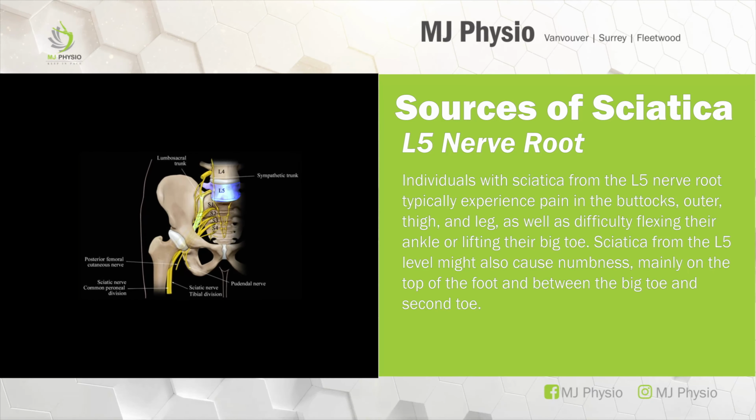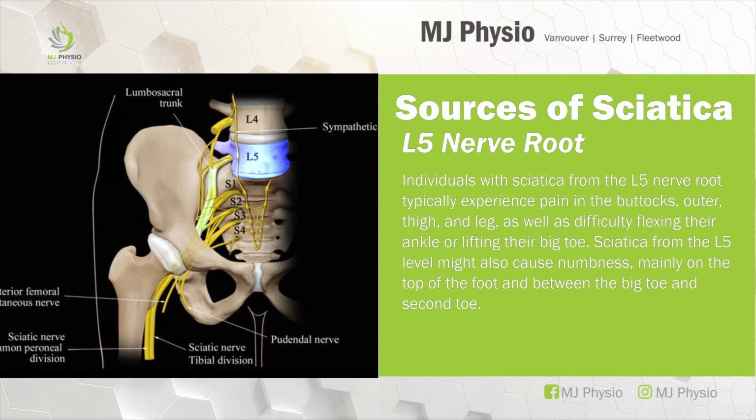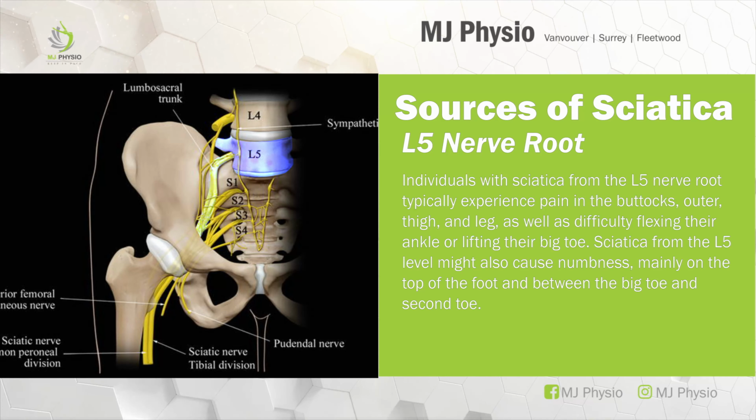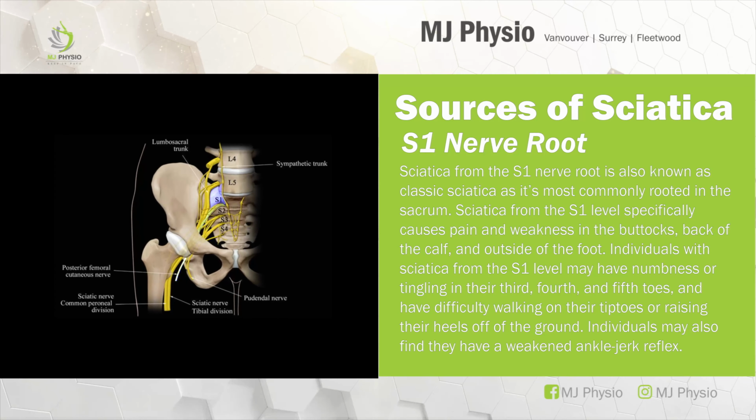L5 nerve root. Individuals with sciatica from the L5 nerve root typically experience pain in the buttocks, outer thigh and leg, as well as difficulty in flexing their ankle or lifting their big toe. Sciatica from the L5 level might also cause numbness, mainly on the top of the foot between the big toe and the second toe. The next one is the S1 nerve root.